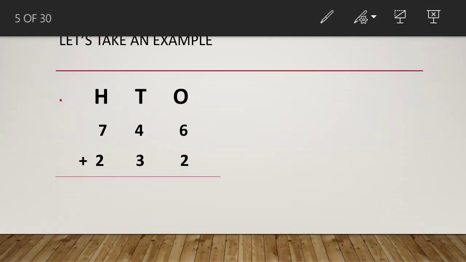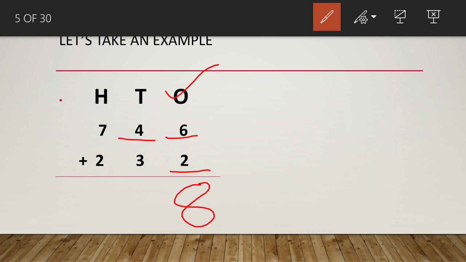Let's take an example. Here we have two numbers, 746 and 232. So we will start adding the numbers from the ones place. The numbers at the ones place are 6 and 2. So 6 plus 2 is equal to 8. Now we will add those numbers which are at the tens place, and the numbers are 4 and 3. So 4 plus 3 is equal to 7.